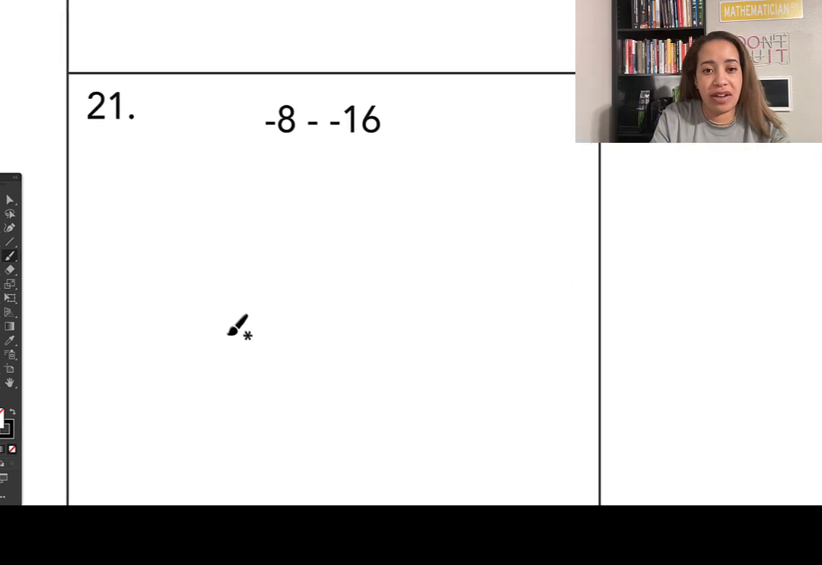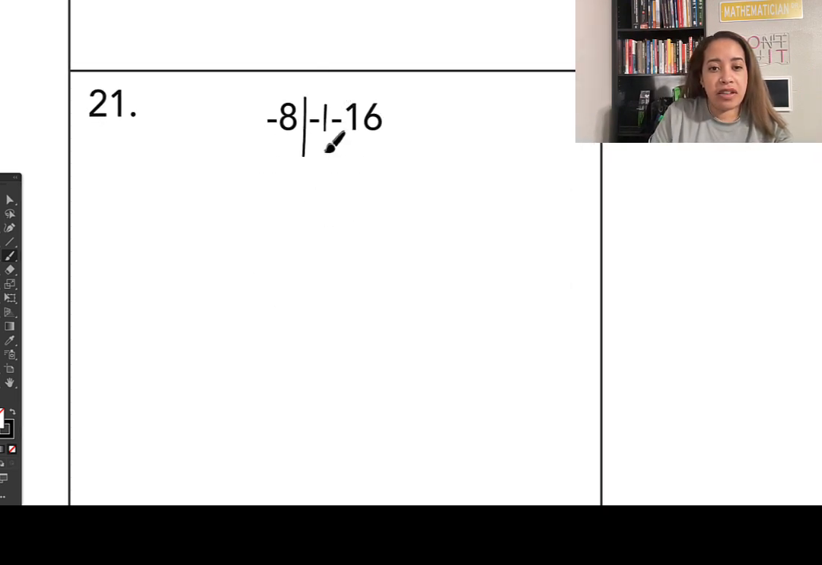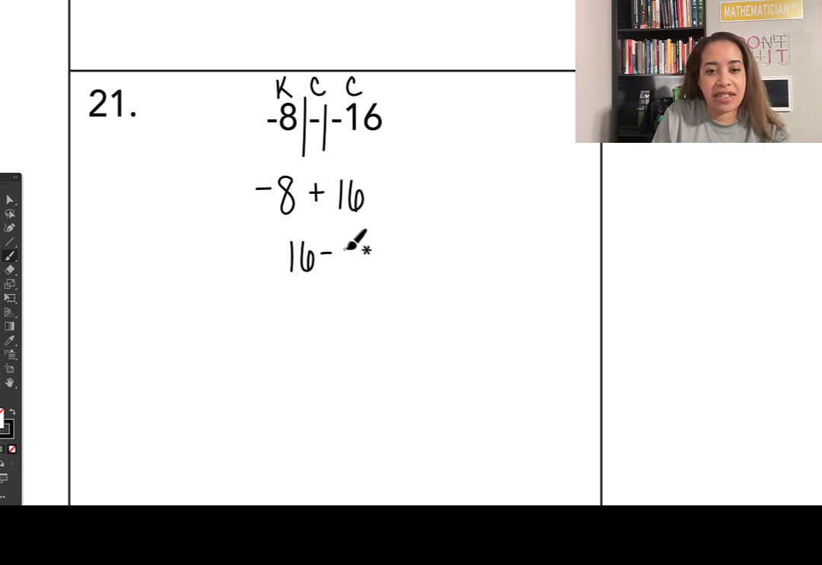Here is number 21. Another subtraction problem. Keep, change, change every time. So we keep the negative 8, change from a minus to a plus, and change from a negative 16 to a positive 16. So now that I see my addition problem, I can follow all the steps that we practiced before. In our addition problem, I see different signs, so we're going to say different signs subtract. 16 minus 8 gives us 8.